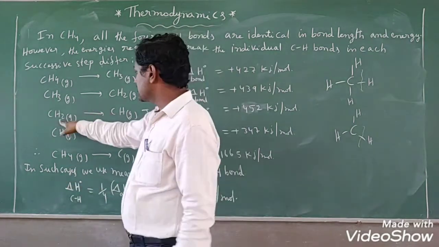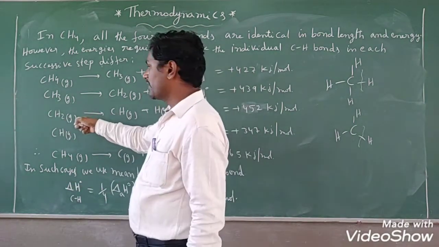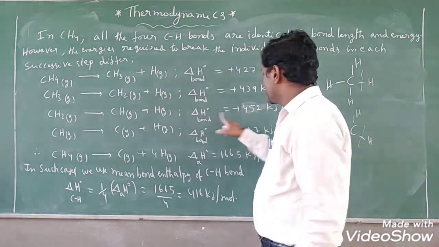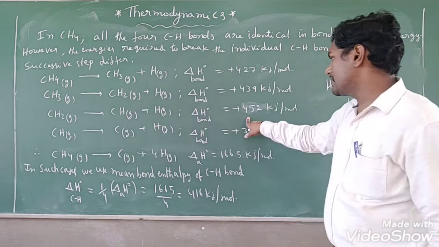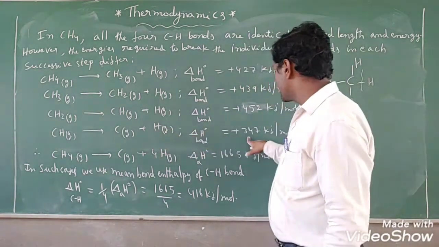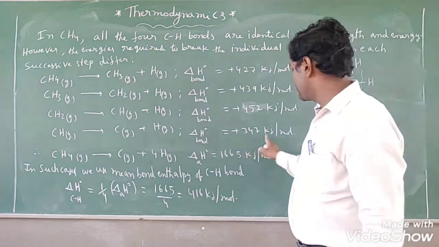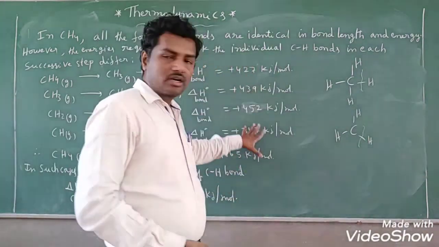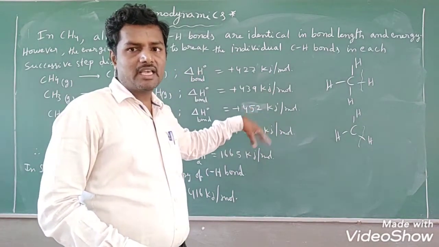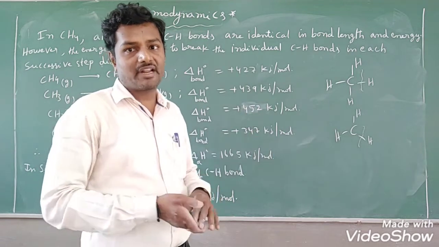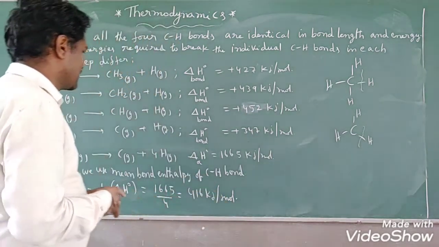Because of that, for CH2 in the gaseous state, if you want to break one bond, it will be converted into CH gas and H gas. Here the bond dissociation enthalpy is plus 452, right? Here in the fourth step, the bond dissociation enthalpy is plus 347 kilojoule per mole. The values are not required here; you just have to identify that in each successive step the bond dissociation enthalpies are different. That you have to identify very clearly.